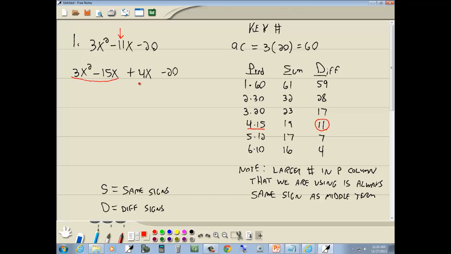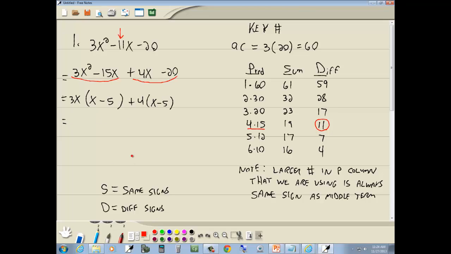Now we want to use factoring by grouping. So group the first 2 together, group the last 2 together. The first 2 have a 3x in common, so I'll factor that out. 3x is gone, that leaves me x there, minus 15 divided by 3 is 5, and that x is gone. Now our second group has a 4 in common, so I'll factor that out, and that gives us x minus 5.